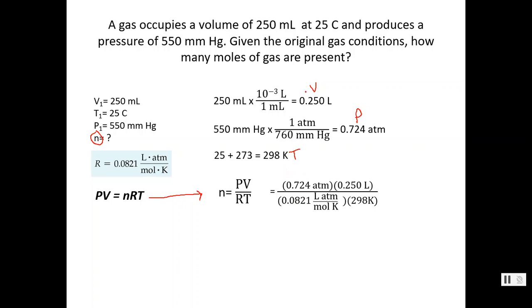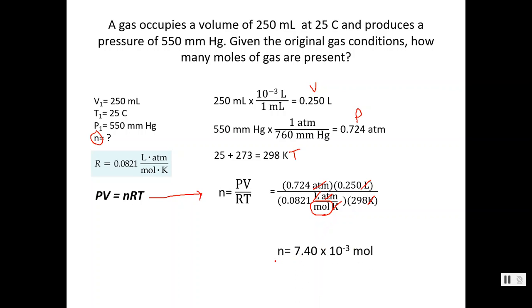Now I can input my volume, pressure, and temperature along with the ideal gas law constant. And I can see that my units cancel appropriately. My atmospheres cancel, my liters cancel, my Kelvin cancels, and I'm left with moles, which is good because that's the unit I'm looking for. And so doing the appropriate multiplication and division, that should give you 7.40 times 10 to the negative 3 moles.